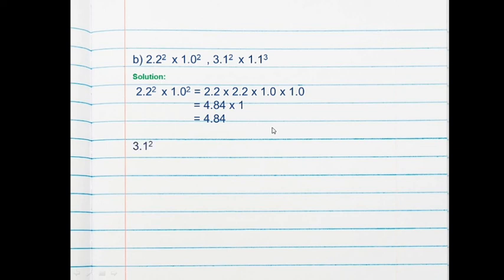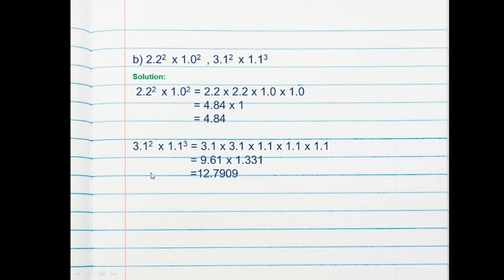Now we are going to simplify the second, that is 3.1 raised to the power 2 into 1.1 raised to the power 3 equals 3.1 into 3.1 into 1.1 into 1.1 into 1.1, which is equal to 9.61 into 1.331. So when we multiply 3.1 with 3.1, we will get 9.61, and when we multiply 1.1 with itself 3 times, we will get 1.331. Now again we are going to multiply these two numbers, so we will get 12.7909. Now we have to compare which number is greater.